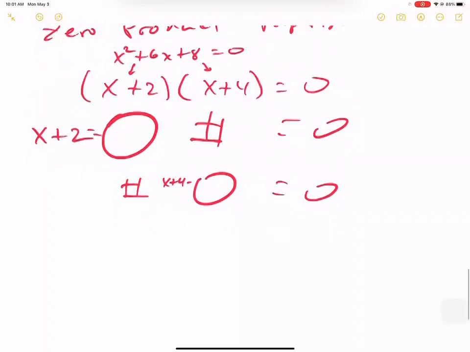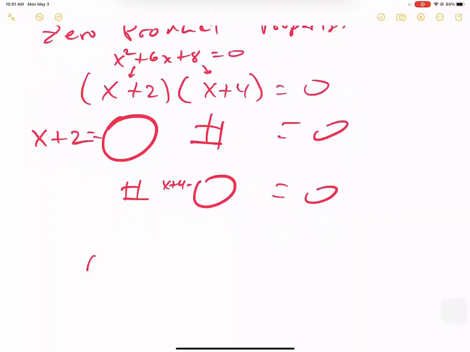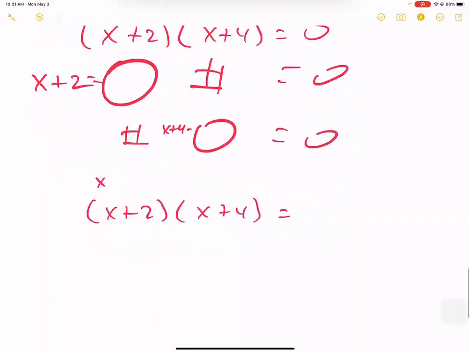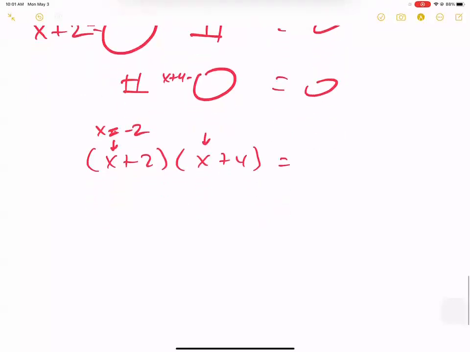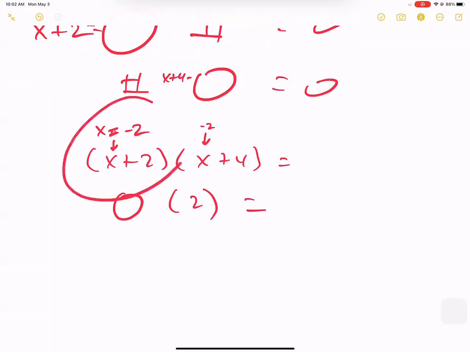Because if I plug in, let's visually take a look at this. If I write x plus 2 times x plus 4, and I say x equals negative 2, let's plug it in and see what happens. Negative 2 plus 2 is 0, but negative 2 plus 6 is 2. Now, what is 0 times 2? Do we even care about the 2? Do we honestly care about the other number? If we know one side is 0 already, I don't care about the other number because 0 times anything is 0. And that's why the zero product property is so important for us.